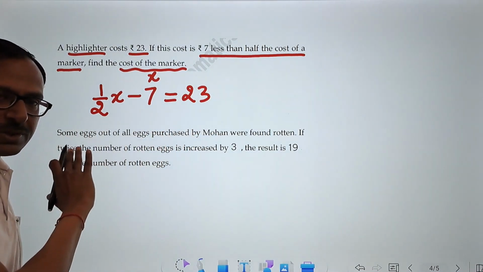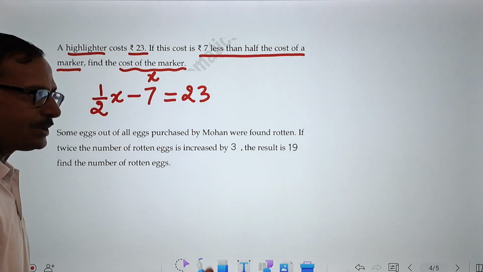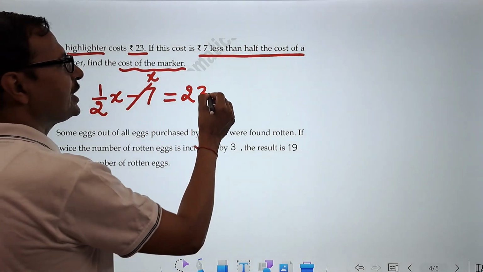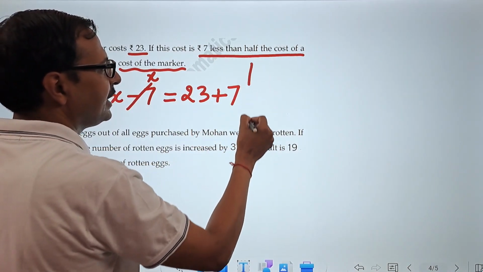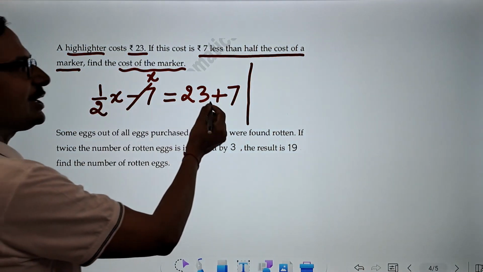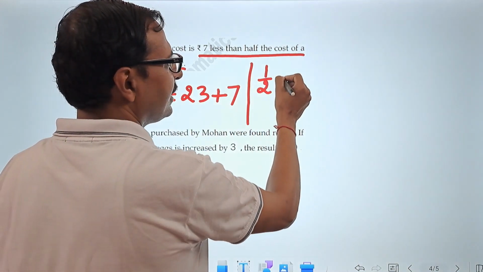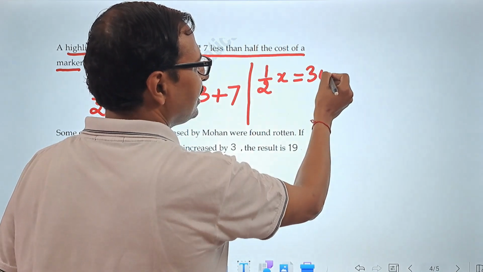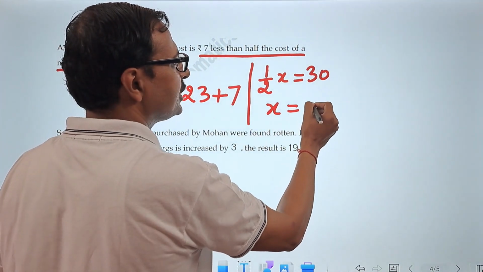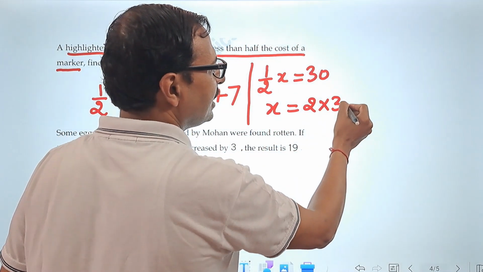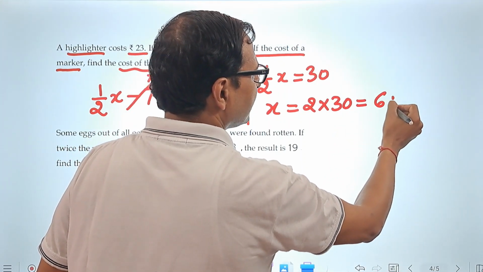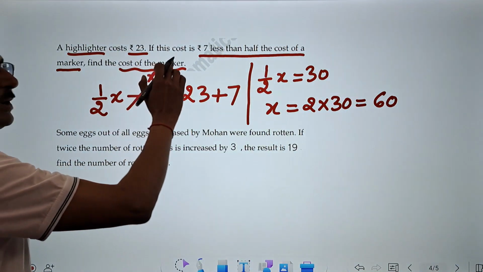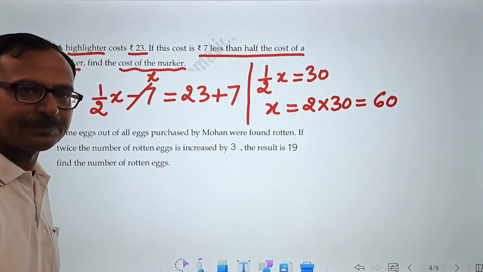Just like the age question, here we have the cost question. So the minus 7 switches to the other side and becomes plus 7, thereby giving you half x equals 30. And therefore, when half x is 30, the 2 also moves to the other side, gets multiplied by 30, giving you 60 as the answer. So that means the cost of the marker is rupees 60.